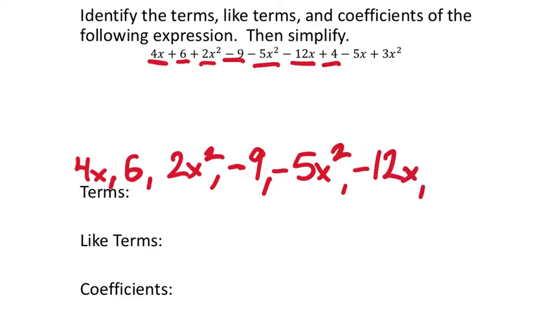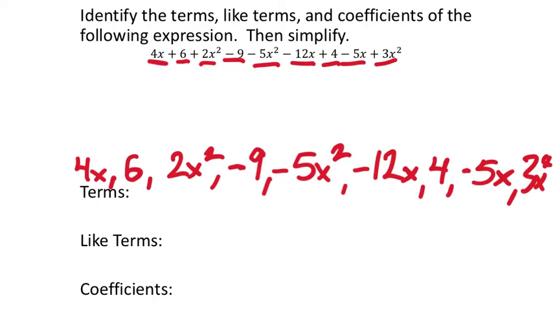The next term is 4. I know I'm going to run out of space, that's okay. The next term is not just 5x, it's negative 5x because of the minus sign. And then the final term, I guess I did make it, 3x to the power of 2. Not very pretty, but it works. All right? These are all my terms.